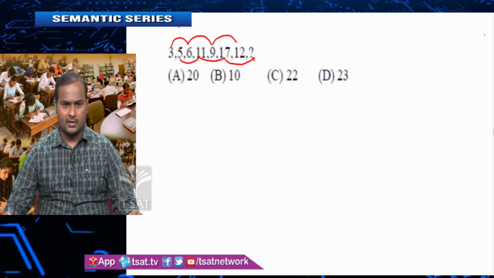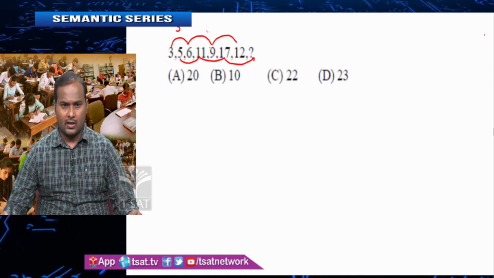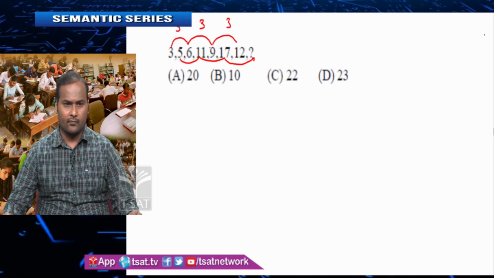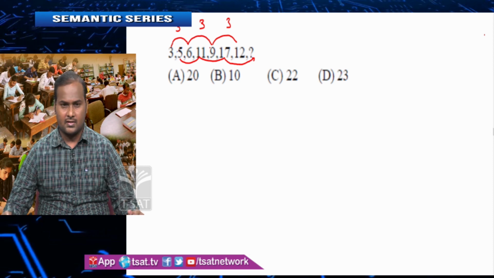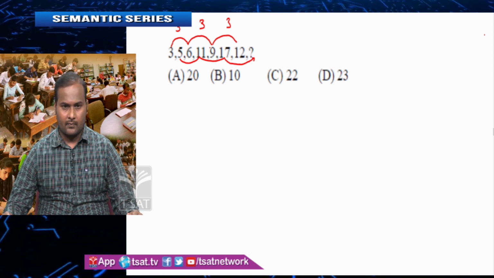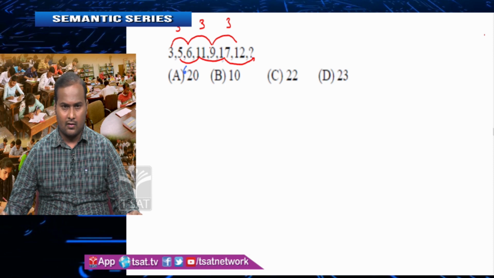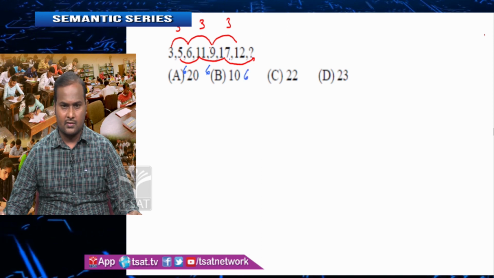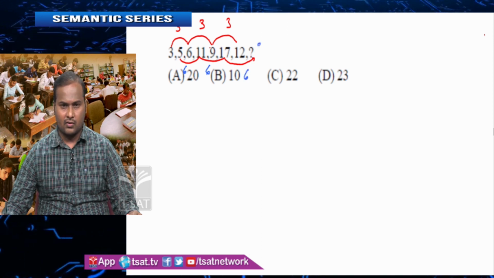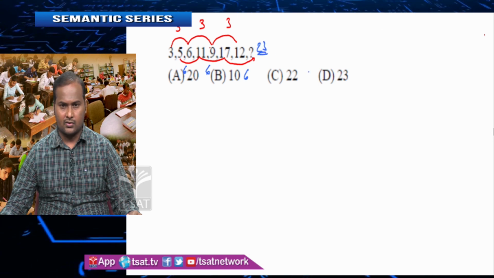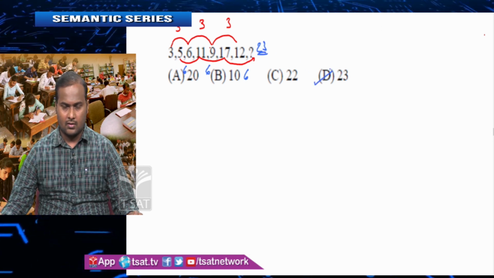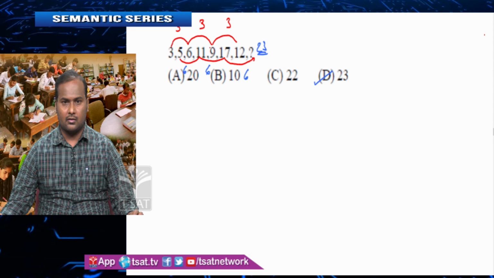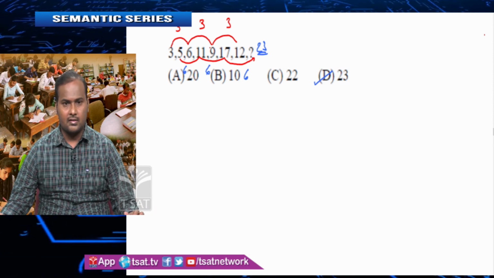Here see 3 to 6 increasing by 3, 6 to 9 here also increasing by 3, 9 to 12 here also it is increased by 3. And you see the next series 5 to 11 increasing by 6, 11 to 17 here also it is increased by 6 and again it has to increase by 6. So 17 plus 6, your answer is 23. So D is the answer. Whenever we are unable to find the answer by taking the difference, keep in mind this question may be a mixed series as well.